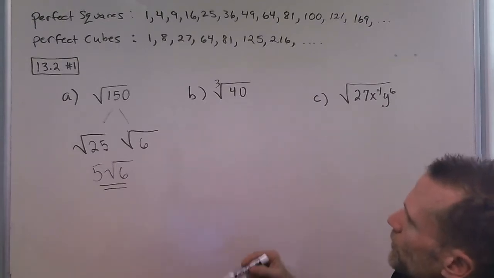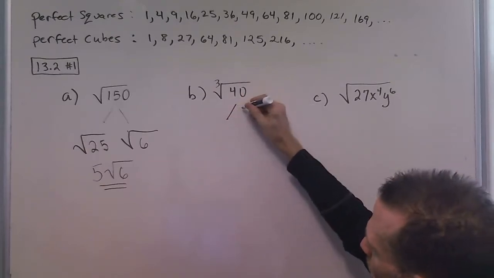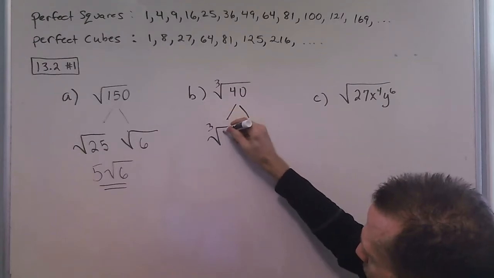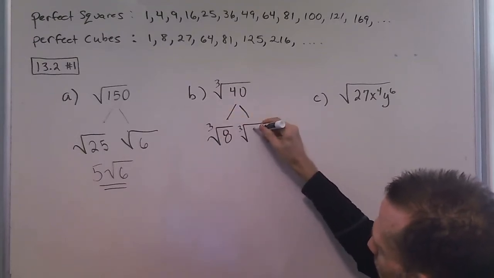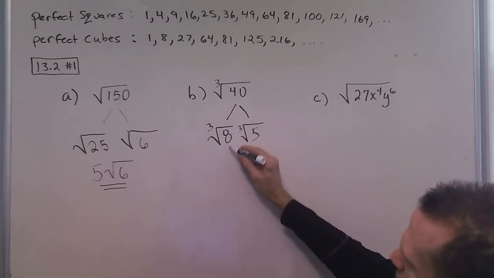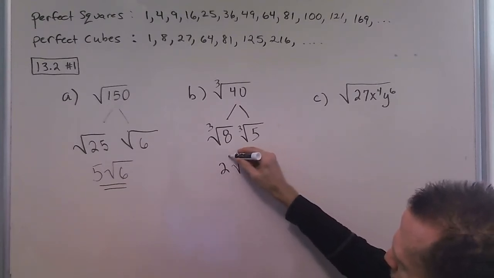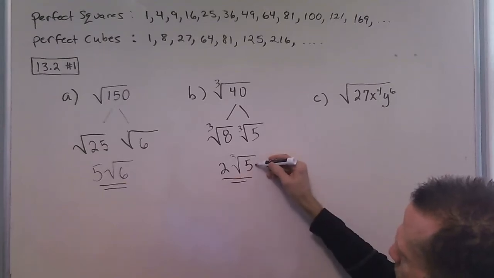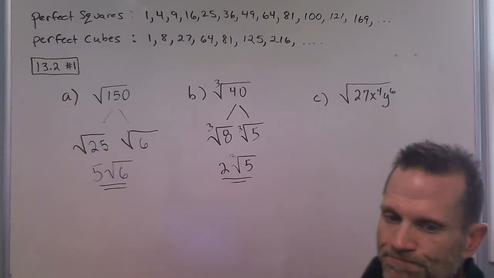So with cube root, we have to find a perfect cube that divides into 40. And we want the biggest perfect cube that divides into 40. So I'm going to break this into the cube root of 8 and the cube root of 5. If we look, 8 times 5 is 40. And then we know the cube root of 8 is 2. So we have 2 cube root of 5. And again, if you would check the decimal for this and the decimal for that, you'd find out that they're equivalent to each other. Okay?